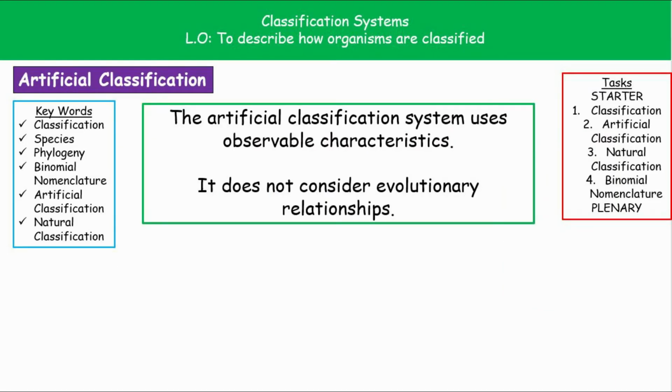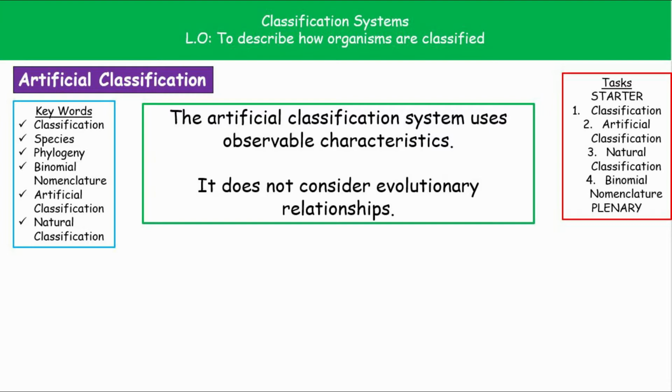Now we've got these groups, but we need to then be able to fit organisms into them. It's all good and fine just having a group with a special name, but unless we know how to put these different organisms into those groups, classification doesn't work. So what we have are a couple of different systems of classification. So the first one is artificial classification.